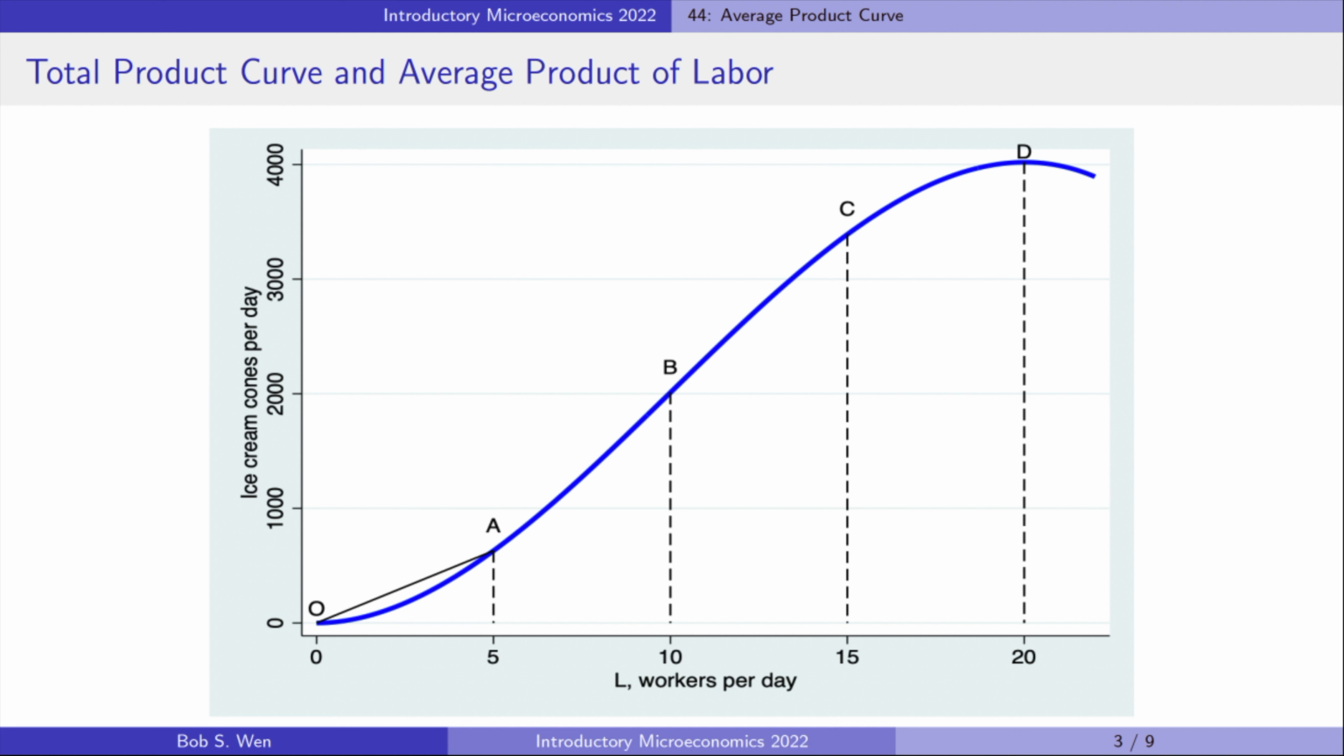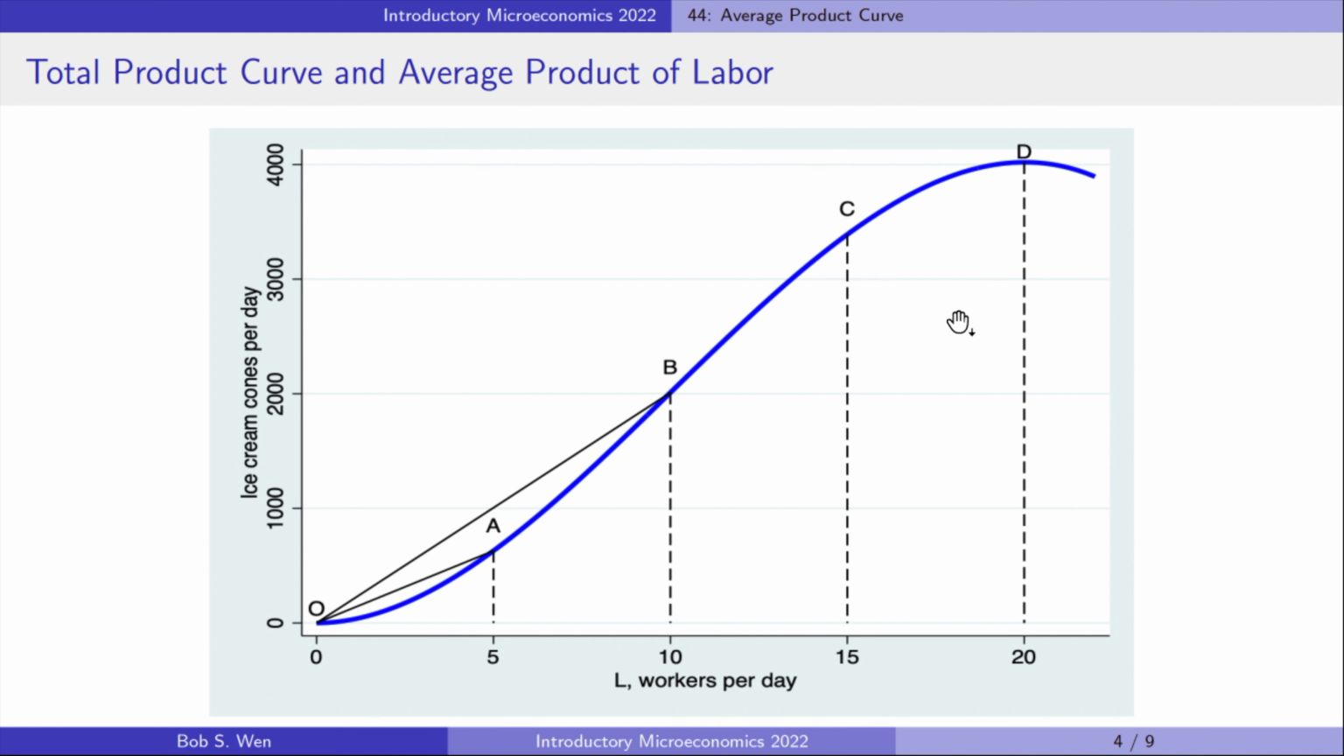Similarly, the average product of labor at point B is equal to the total product of labor at this point, 2010, divided by the total number of workers, 10, which equals 201 ice cream cones per day. It is equal to the slope of the straight line OB. We can calculate the average product of labor at points C and D.